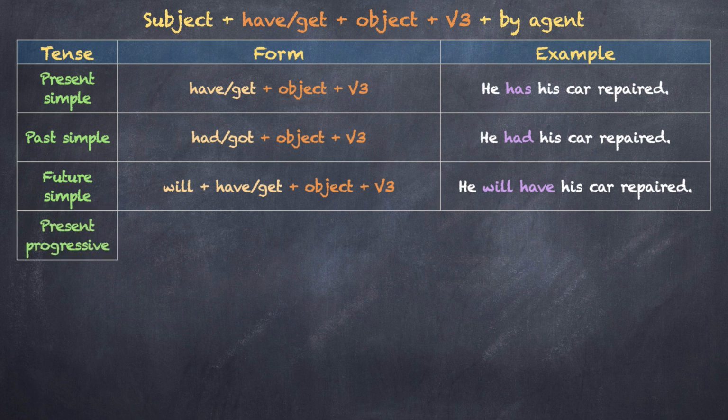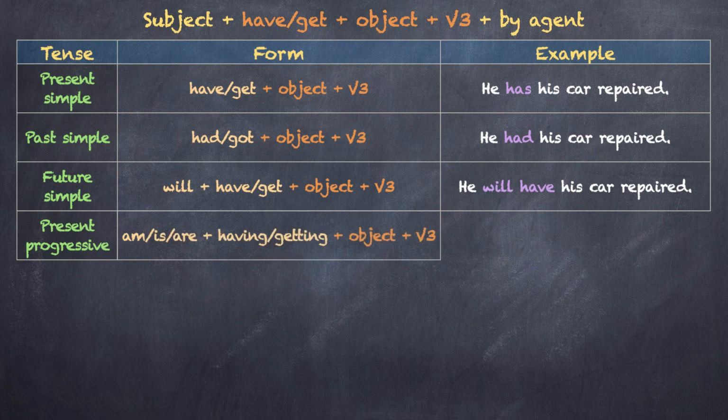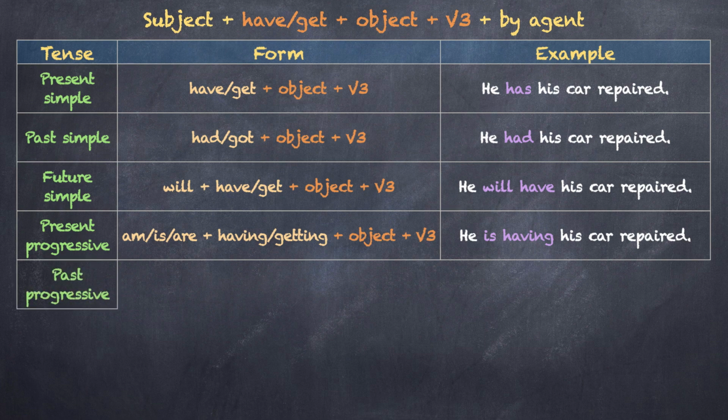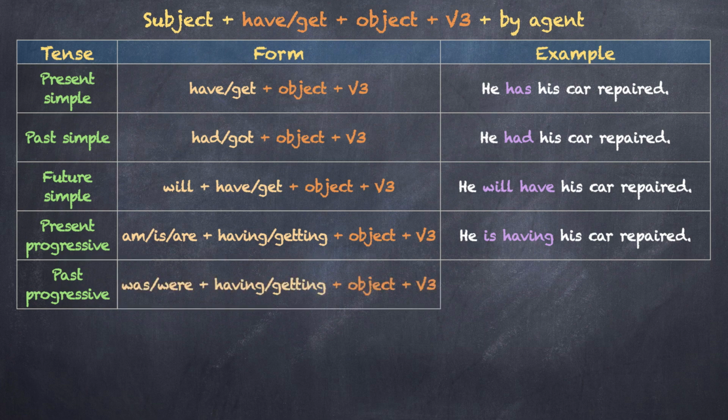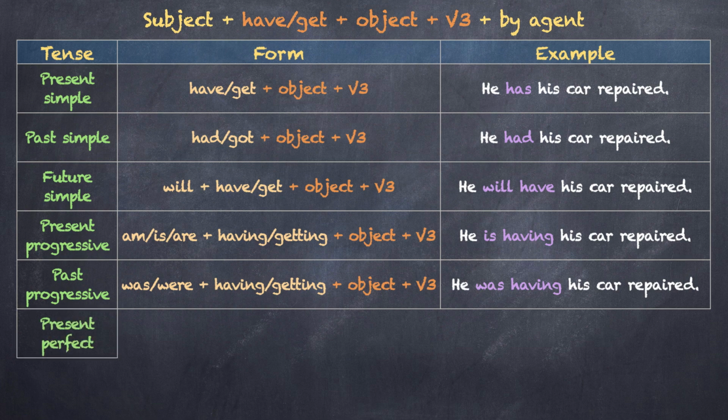Present progressive, you can guess. It will be am, is, are, then having or getting, of course with the object and verb 3, and the sentence will be he is having his car repaired. It is happening right now. Anyway, the past progressive, you can of course guess that it is was or were plus having or getting, object and verb 3. He was having his car repaired.